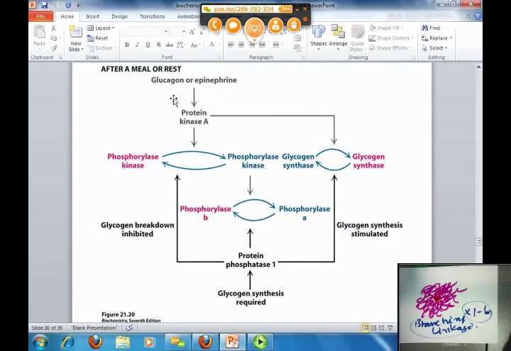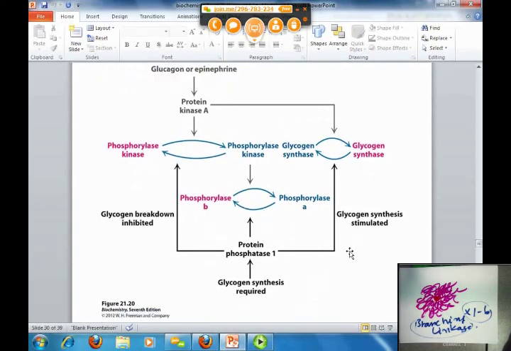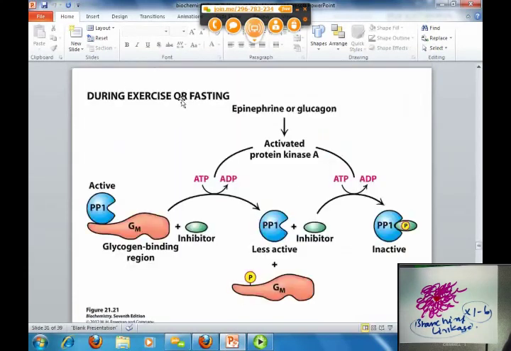After a meal or rest, or with glucagon or epinephrine, the mechanism is switched on and off whenever there is a need. So after a meal, it will store, and after fasting or exercise, it is released. And during exercise or fasting, again the same metabolism, and then the binding region, glycogenin, and how the inhibitors activate and inactivate this process.